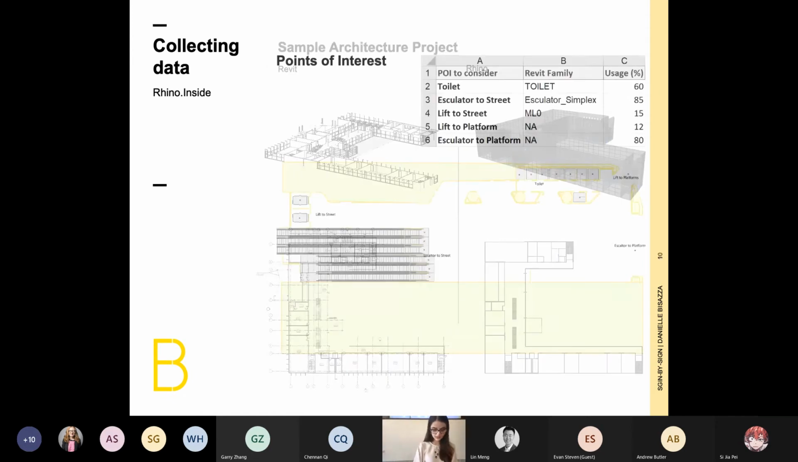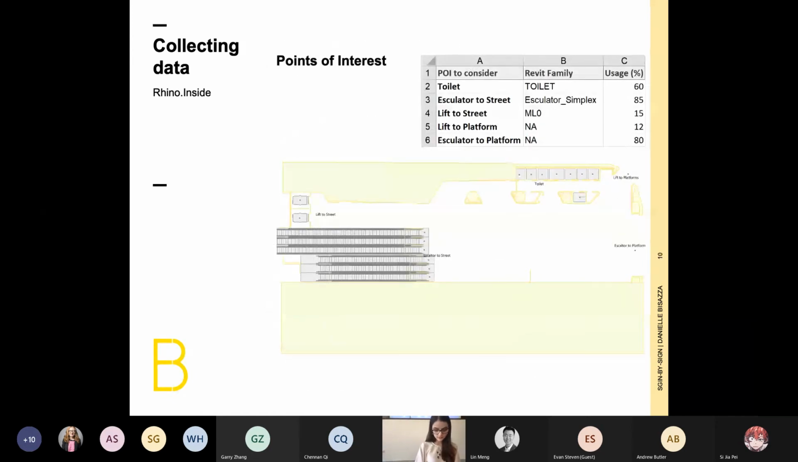So the points of interest are extracted using an Excel spreadsheet, which is fed into the script and extracted using the listed families. This did cause issues as families were inconsistently named throughout the projects. So the actual Revit family name had to be inputted. The Excel data used for this research is a sample file at the moment, but I'm hoping it will evolve into different files for different environments based on user journeys, so different for shopping centers or train stations.